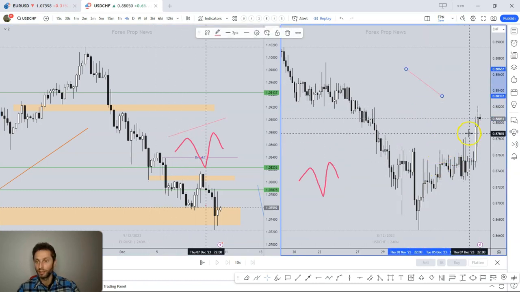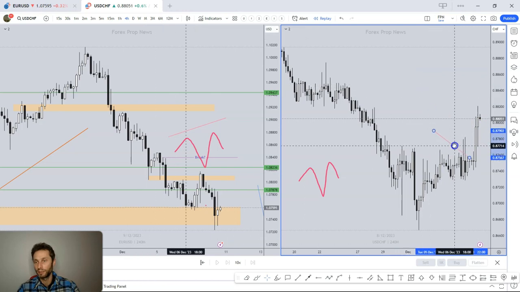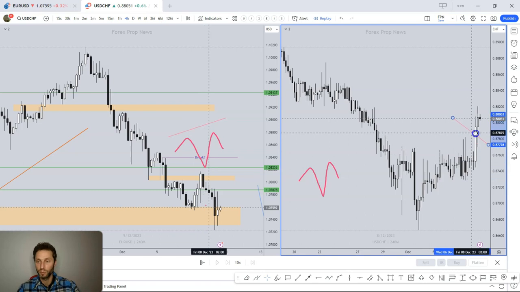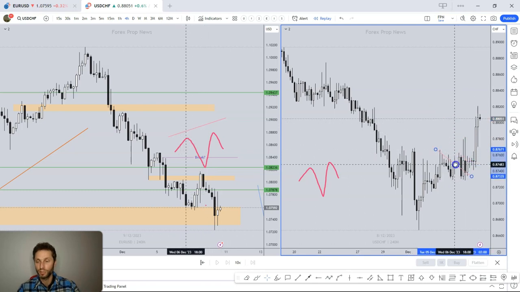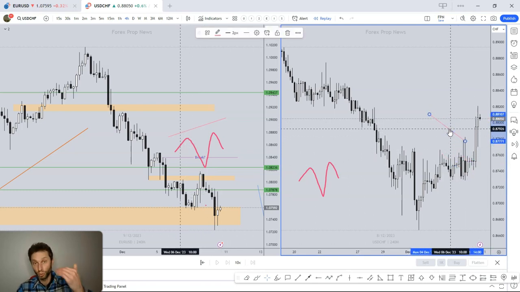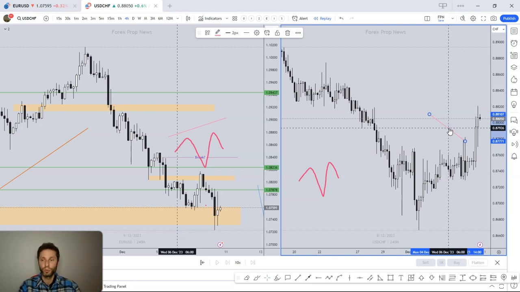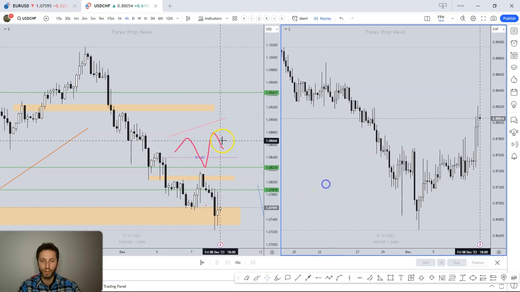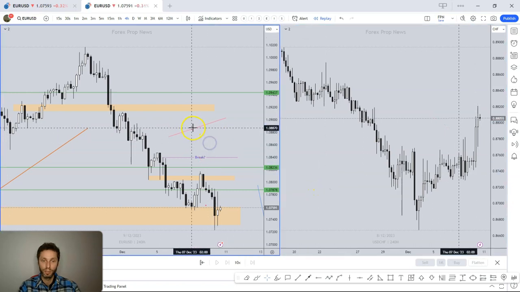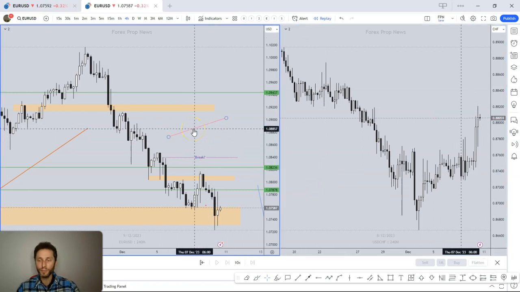Here we have a higher high. It went higher. It did not go lower. It went higher, right? So seeing as it went higher when it should do the opposite, it should go lower, therefore, that again shows you that something is possibly not quite high probability.